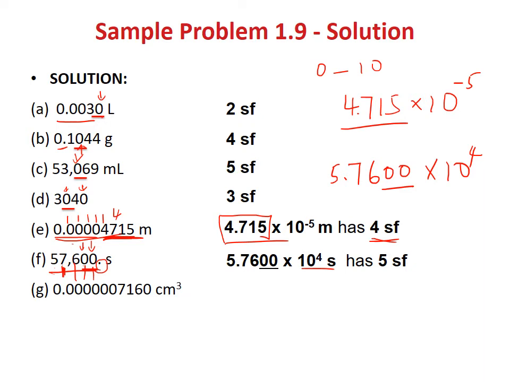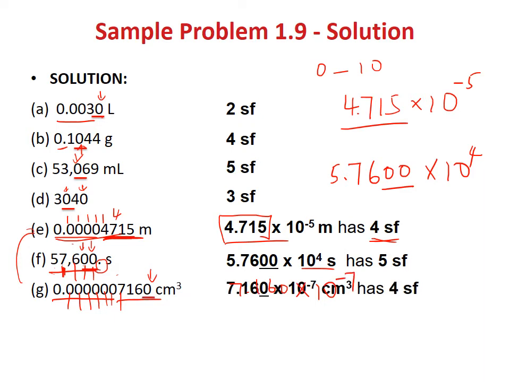Okay, next one, these are all used to position the decimal. They are not significant figures, and this is a significant figure. So we have 4 significant figures, and so this is similar to E, and so we write 7.160 times 10 to the count of numbers after the decimal. 1, 2, 3, 4, 5, 6, 7. So it's -7. Okay, so -7 and 4 significant figures.